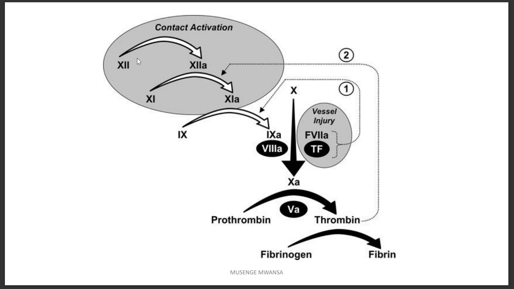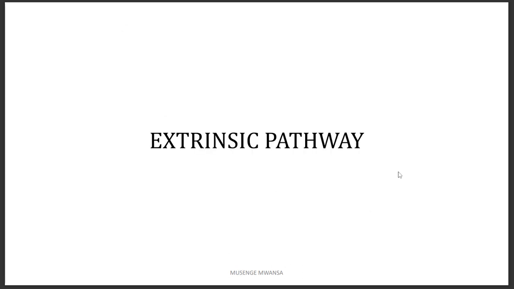So it is just involved how many of these clotting factors. We have got 12, we have got 11, we have got 9, we have got 8. Those are the ones which are involved. So I'm not going to first talk about what we are able to see down here. Now the next pathway is called the extrinsic pathway.